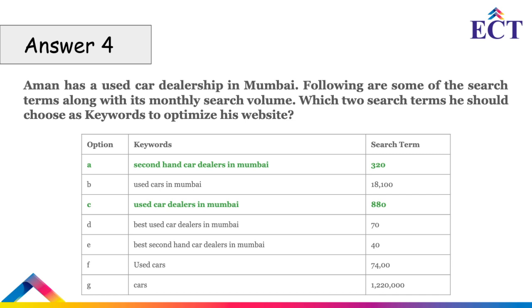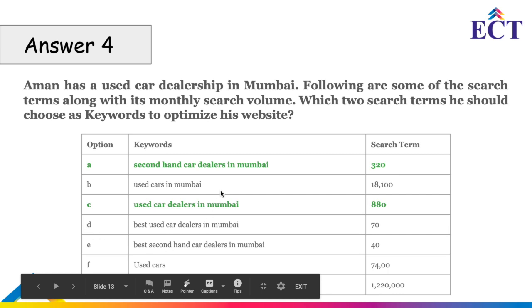Then E, best second-hand car dealers in Mumbai. This is very much relevant. D, best used car dealers in Mumbai, is also quite relevant. C, used car dealers in Mumbai, is absolutely relevant. And B, used cars in Mumbai, is also relevant. Then second-hand car dealers in Mumbai is also relevant. So from E to A, all are relevant. Now in this case, even though all the keywords from A to E are relevant, which one should we choose?